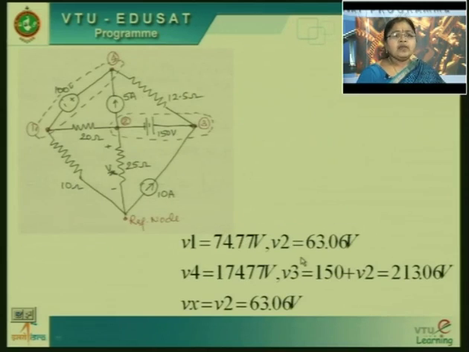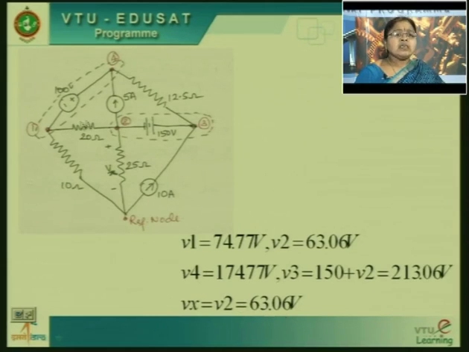Now what we have started with, the starting was, this was given as Vx. You have to find the value of Vx. Now what is Vx? We have solved this problem. We got the value of voltage at node 2. Vx is nothing but voltage between node 2 and the reference node. So Vx is equal to V2, the node 2 voltage, whatever we have got, that is equal to 63.06 volts. So voltage across 25 ohms is 63.06 volts.